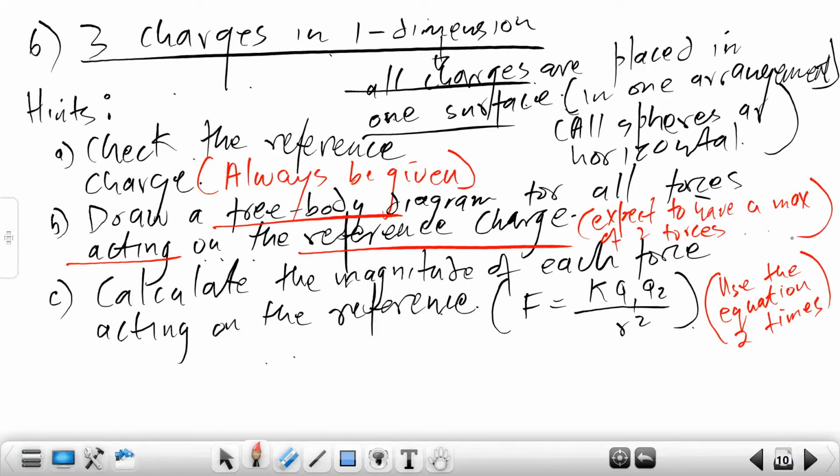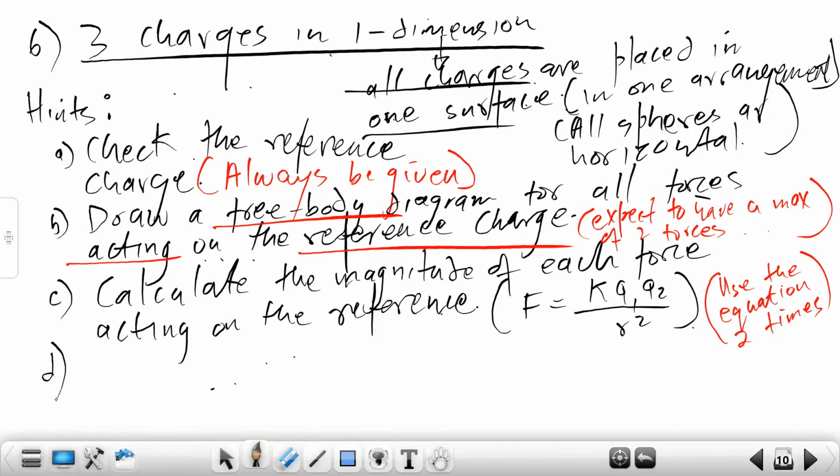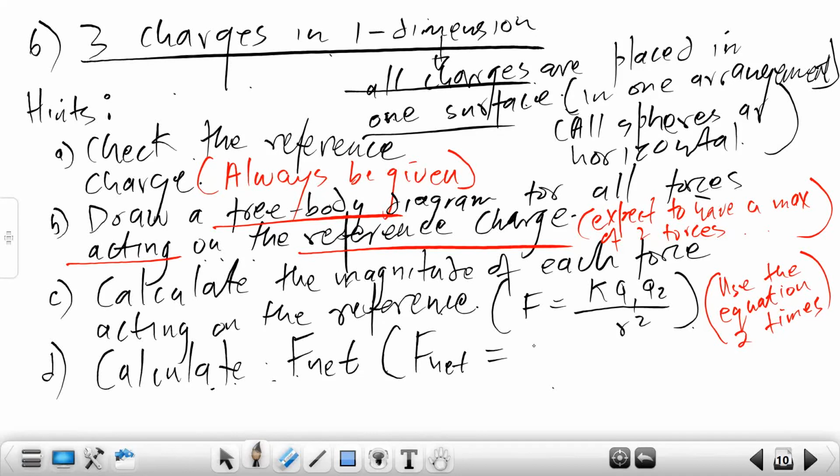Once you have 3 charges placed horizontally, fine. Then calculate the magnitude of each force acting on the reference charge using F is equals to K Q1 Q2 over R squared. Use the equation 2 times. That is key. Why do we need to use it 2 times? Because at the end of it all, the key question will be: calculate F net. And calculating F net, it will always be F net is equals to F of 1 on 2 plus or minus.